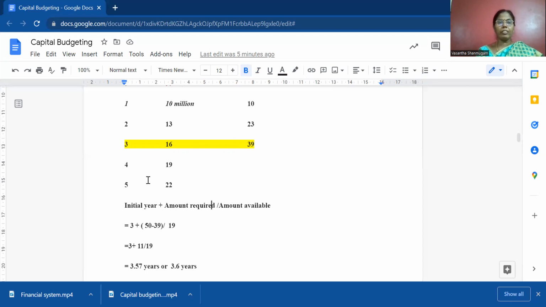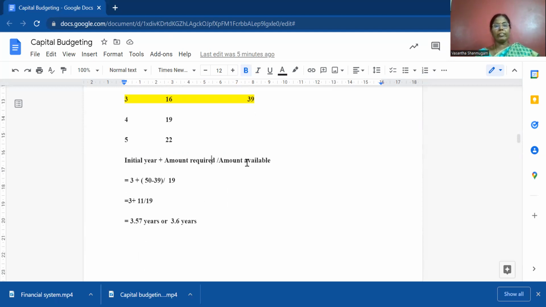If you add again 19, it is more than 50 lakhs. That's why we are stopping here. The payback period lies between 3 and 4. So we are applying this formula. The answer is 3.57 years or 3.6 years.